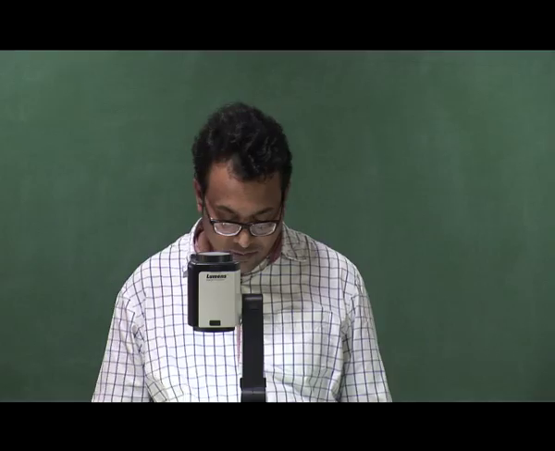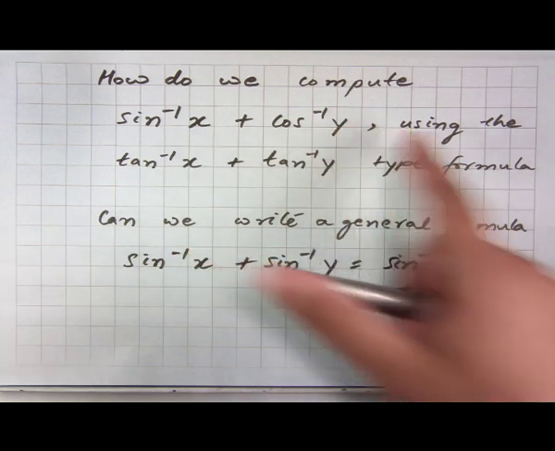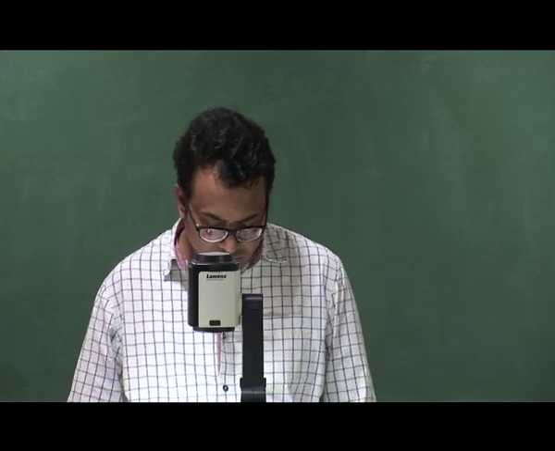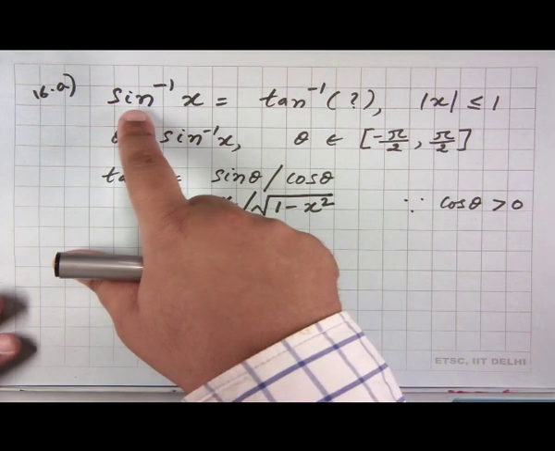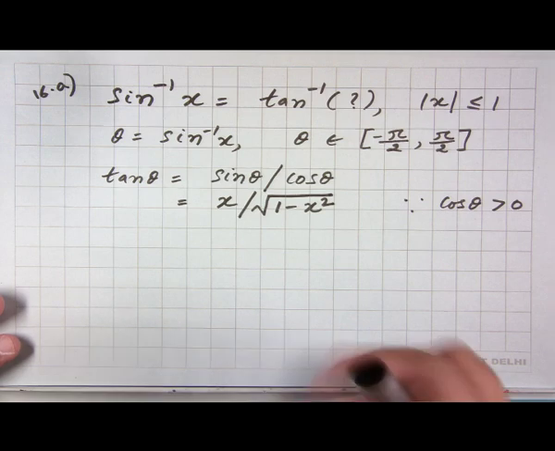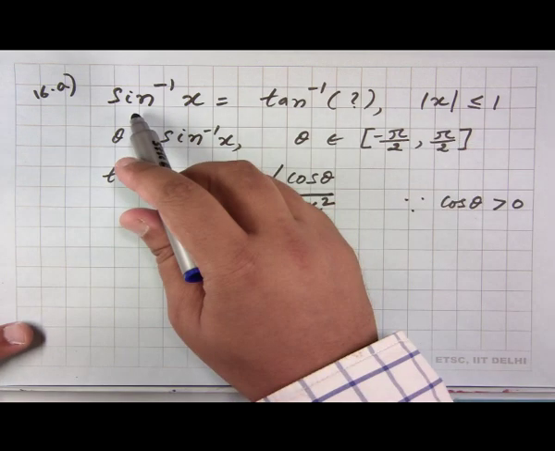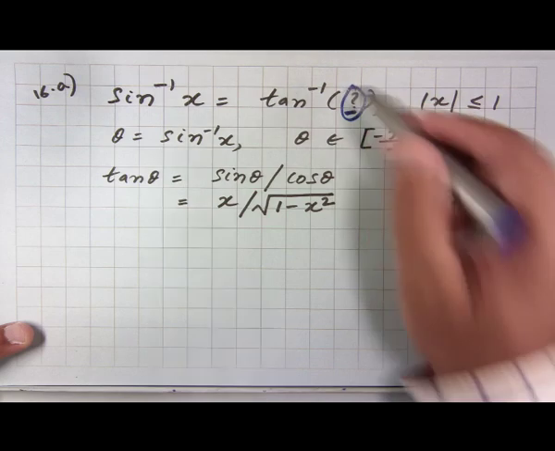The problem is that for doing that we would need some conversion formulas from sin inverse to tan inverse and vice versa, from cos inverse to tan inverse, and from tan inverse to cos inverse. So in the following slides we will quickly go over them. Let us take the case of sin inverse and tan inverse. The question here is: we have a value of x which is between minus 1 and plus 1, and we want to see sin inverse of x is equal to tan inverse of what. So we want to find this question mark here.